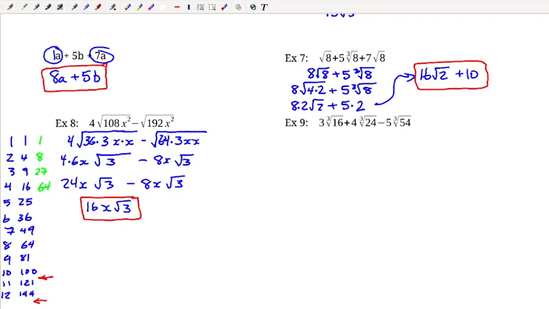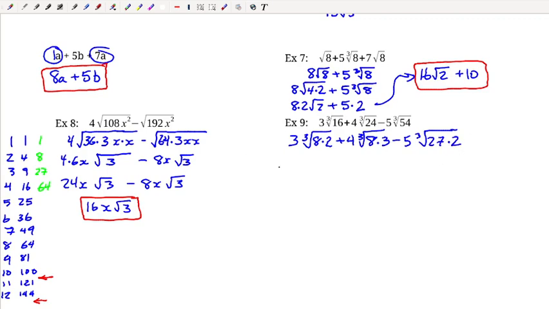Simplifying the first term. 16 fits right between 27 and 8, and 8 is a factor of 16. So I'm going to write this as 3 cube root of 8 times 2 plus 4 cube root of 24, again, fits between 27 and 8. This is going to be 8 times 3 minus 5 times the cube root of 54, which is right between 64 and 27, and it is 27 times 2. Again, if you need help, use your calculator to find the factors.